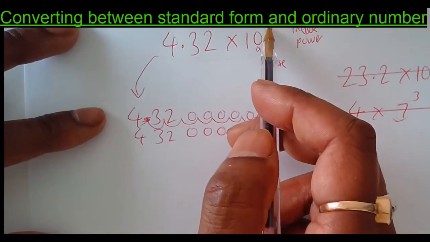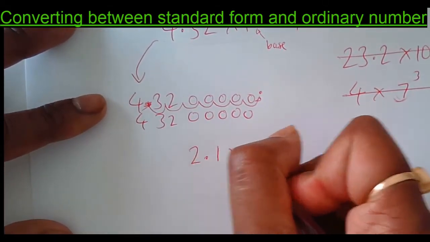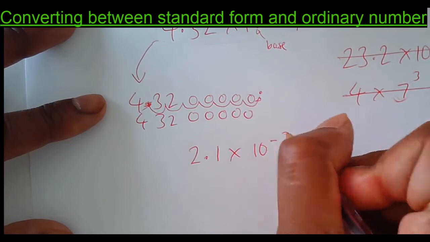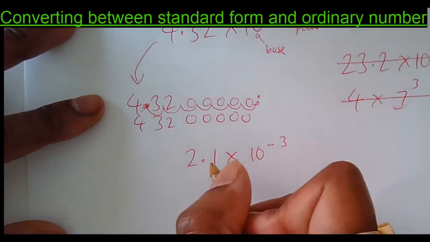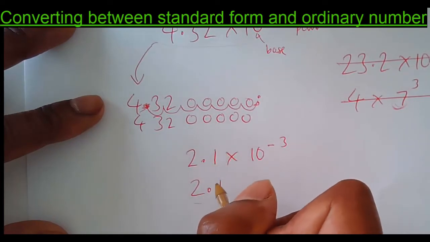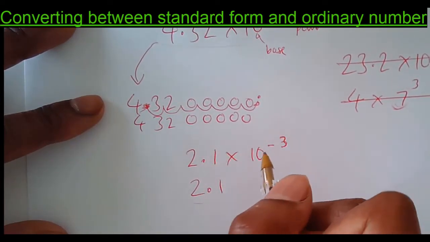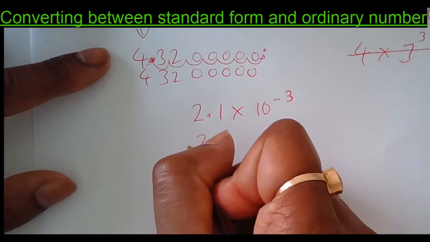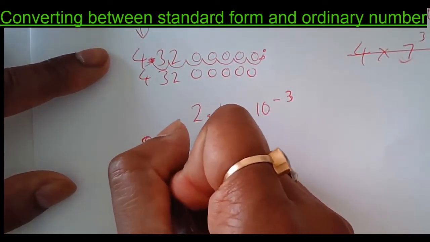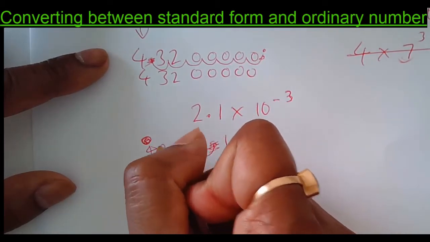Well, what if that was negative? Let's try a negative one. This time, copy the first number, same as before, which has to be between 1 and 10. Move the decimal point 3 places to the left. 1, 2, 3. It's right here now, it's not there anymore. Fill in the empty spaces with zeros.